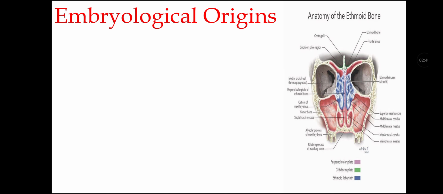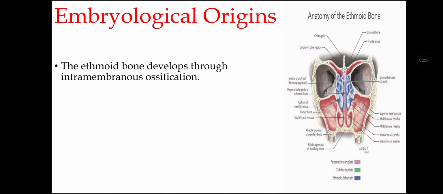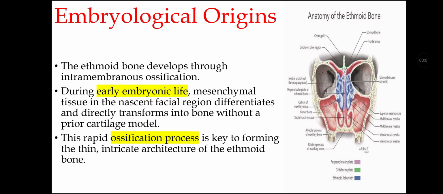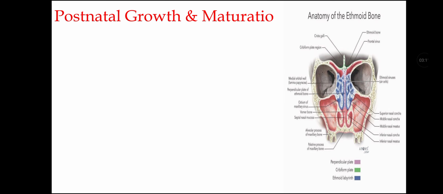Now let's talk about the embryological origin of the ethmoid bone. The ethmoid bone develops through intramembranous ossification, and during early embryonic life, mesenchymal tissue in the nascent facial region differentiates and directly transforms into bone without a prior cartilage model. This rapid ossification process is key to forming the thin, intricate architecture of the ethmoid bone.